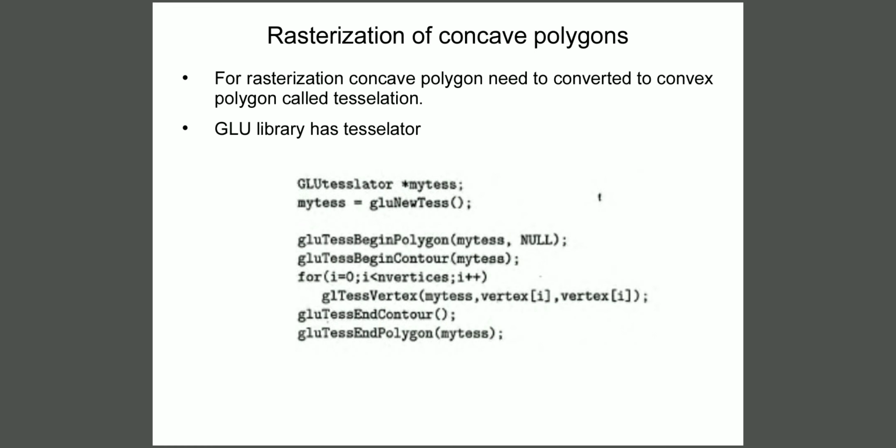Once we apply the tessellation operation on all the vertices of a concave polygon, it will get converted to either one convex polygon or a set of convex polygons. Then on each convex polygon, we can apply a rasterization operation either by using the odd-even test or by using the winding number approach.